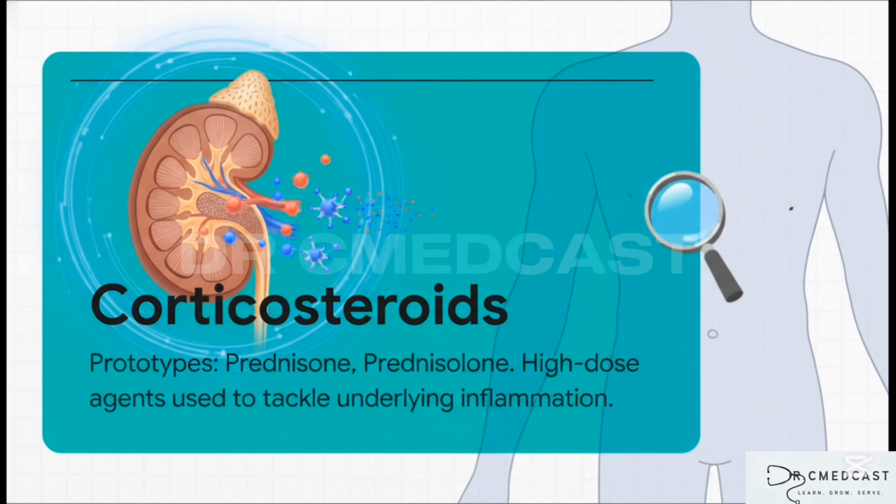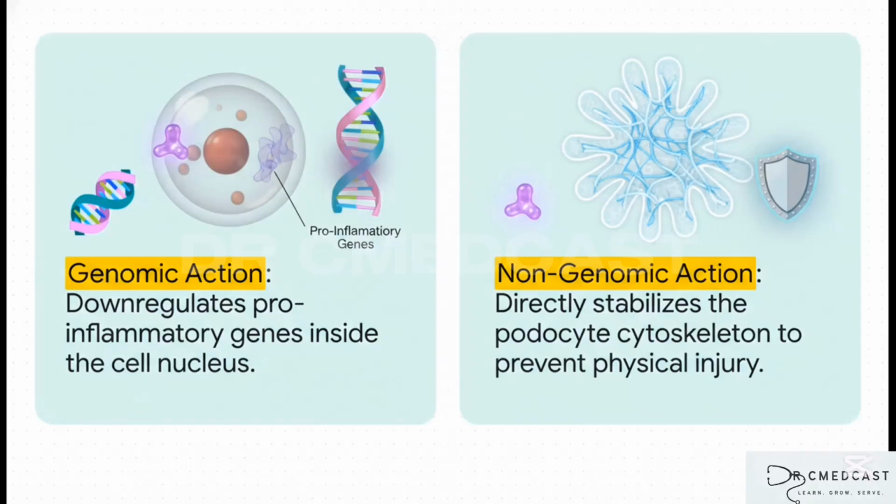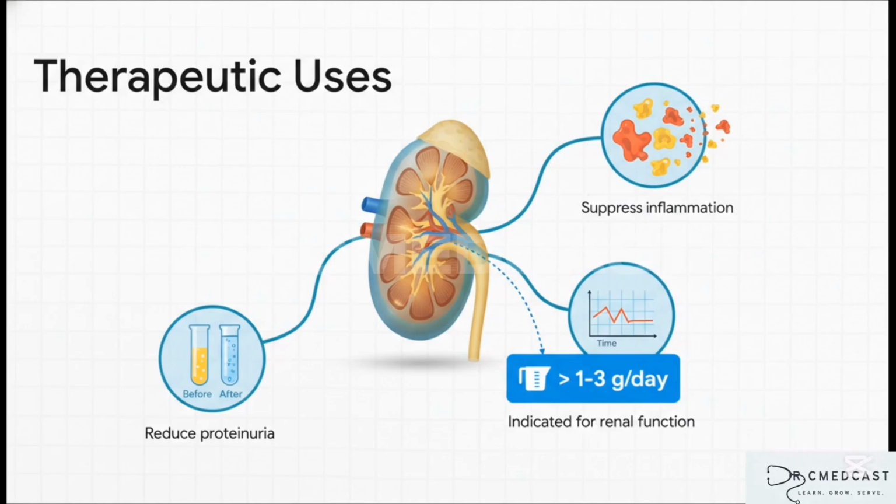It's crucial to understand that we're not talking about small anti-inflammatory doses here. In glomerular disease, we use high doses to achieve powerful immunosuppression. What's really interesting is that corticosteroids have a dual mechanism of action. You have the classic genomic action, where the steroid enters the cell nucleus and literally tells the DNA to stop producing pro-inflammatory genes. But at the high doses we use, they also have a non-genomic action. They can work more quickly and directly to stabilize the internal structure of the podocytes, helping to prevent further injury right at the source.